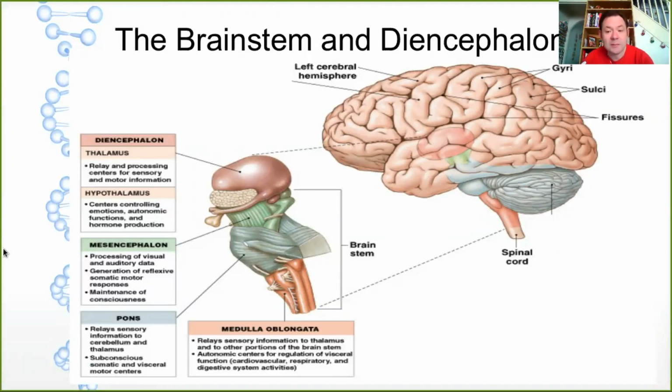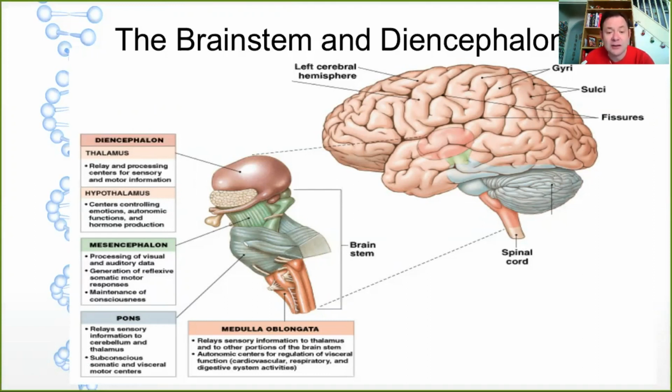So first of all, right at the bottom of the brain, or the top of the spinal cord, depending on your perspective, we have the medulla oblongata. The medulla oblongata, part of the brain stem, relays sensory information to the thalamus, which is the top of the brain stem, and to other portions of the brain stem. It's responsible for the autonomic nervous system. That's the automatic nervous system, a part of your nervous system that you have no conscious control over, such as breathing and heart rate, that kind of thing. Cardiovascular, respiratory, and digestive systems.